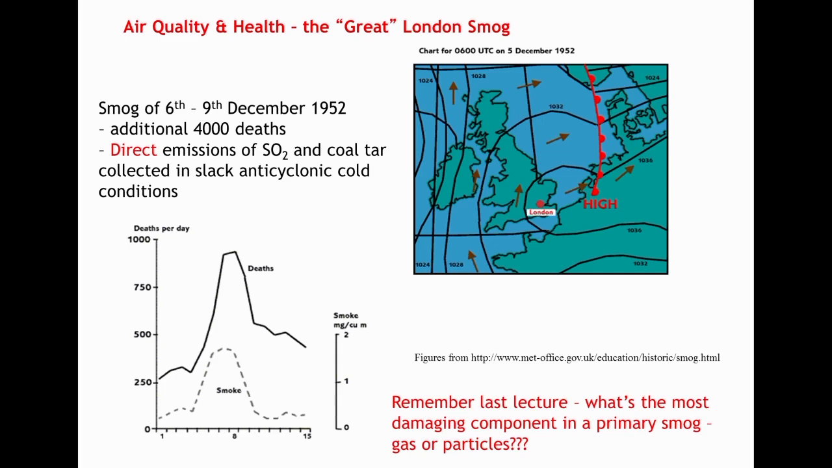So even though it was a primary pollution event, the smoke which was emitted is a particulate, a primary particulate, and mainly soot. It emits sulfur dioxide. Where does the sulfuric acid come from? It's oxidized. How is it oxidized? It's normally oxidized by the hydroxyl radical. How do you make the hydroxyl radical? Sunlight. Would you have much sunlight in London in the winter? No. So how do you make sulfuric acid from sulfur dioxide in the winter?